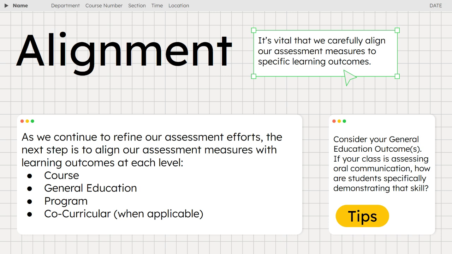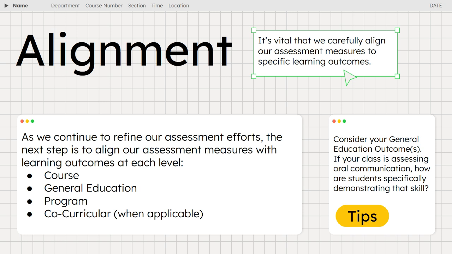That connection's not there. However, if the outcome is interpret a variety of print and electronic sources, and the assignment is an annotated bibliography that requires students to find 3 scholarly and 2 popular sources, cite them, summarize them, and then evaluate them, yeah, that makes sense. So alignment is that logical connection between outcome and assessment measure.